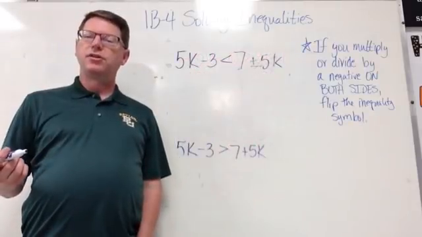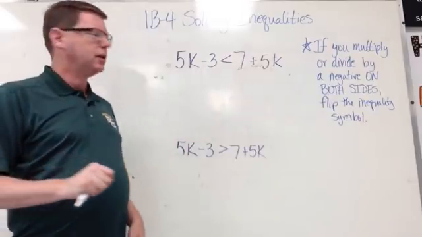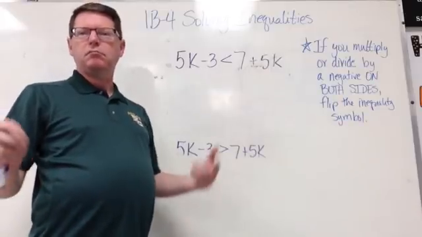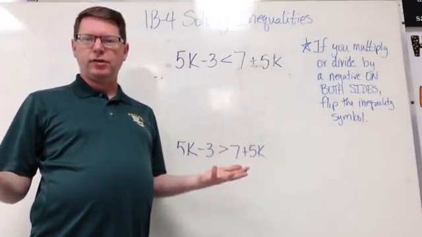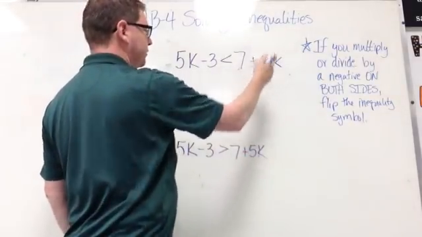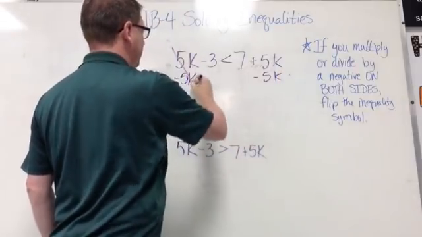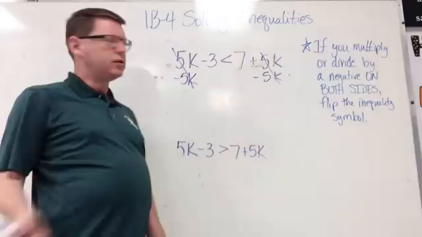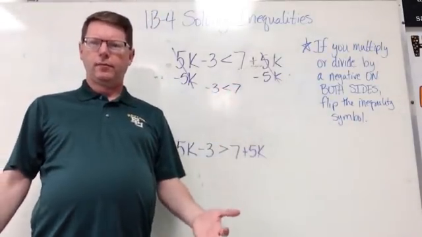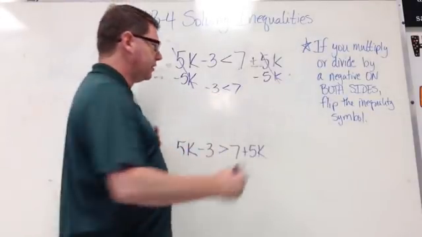The last part of this that I want to show you is some weird situations. Okay? Let's look at the weird situation. In this weird situation, we got 5k minus 3 is less than 7 plus 5k. Well, I start with the variable with the smallest coefficient, but they're both the same. So pick one. So we'll pick a positive 5k, and I'll subtract 5k from both sides. Well, those cancel out, and I have no more k's. So all I'm left with is -3 is less than 7. What do I do? Good question. Is -3 less than 7? Yes, this is true.